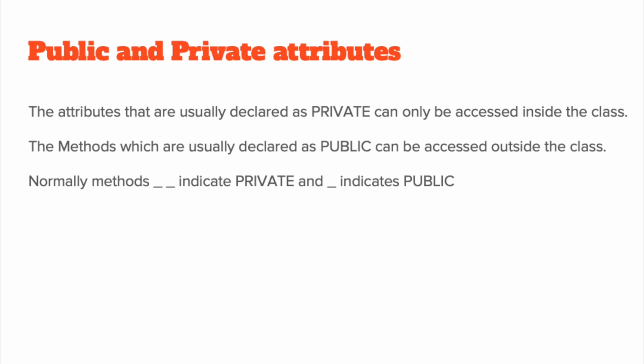Now we touched on public and private attributes. This is very important. You need to make sure you understand how these work, because normally in an exam you might get a mark or two for saying declare the variables or declare the attributes to be private. So how do we do that? The attributes that have to be declared as private can only be accessed inside the class. The methods which are usually declared as public can be accessed outside the class. And you do that by 2 underscores for private and 1 underscore for public.